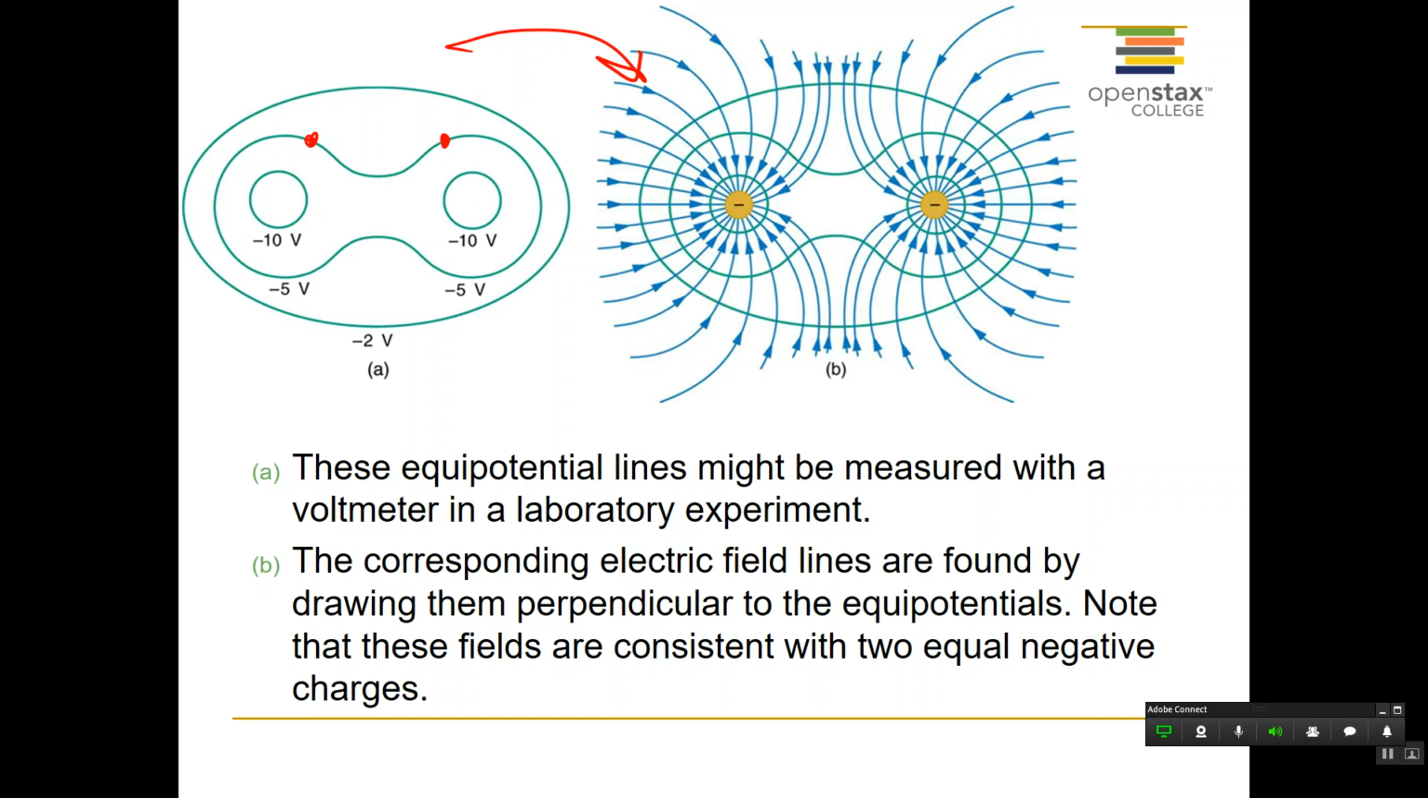So you have a voltmeter, you're going to be testing different spots. There's a lot of trial and error, and you can find out what the electric object.